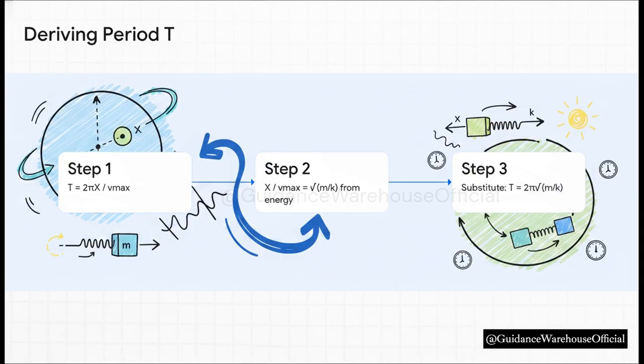Step 3, just plug that right in. T equals 2 pi times the square root of m over k. Uniform circular motion just handed us the exact same period formula as a classic mass spring system.